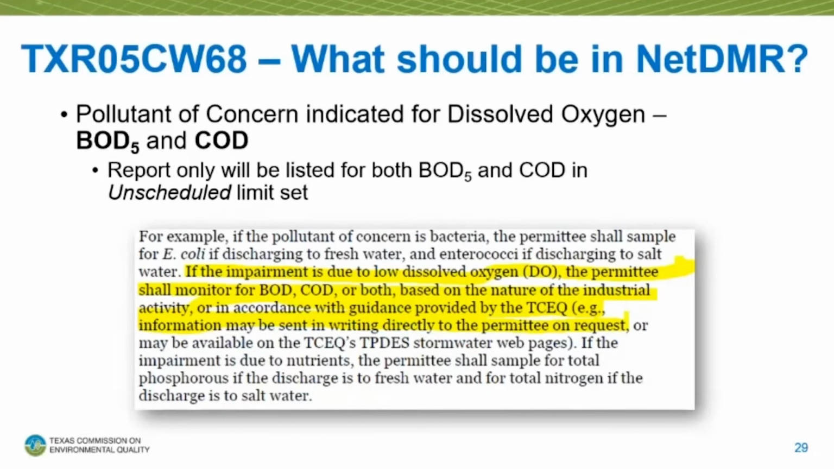So they also indicated that they are discharging a pollutant of concern at a level of concern, which means that they're going to have to do reporting of the biochemical oxygen demand and chemical oxygen demand in their unscheduled limit set. So those parameters will appear there. And again, there's not a limit. They're just reporting what the sample results are in the NetDMR system.